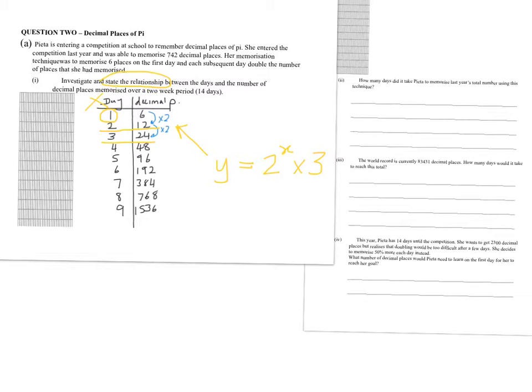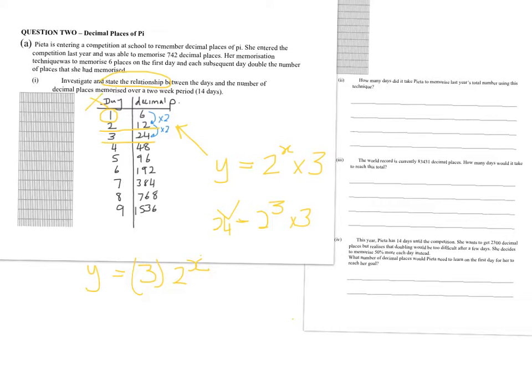Let's try it with 3. 2 to the power of 3 is 2, 2 twos are 4, 2 fours are 8, times 3 is 24, and that's correct. So to state the relationship, I would write y equals 3 times 2 to the power of x as an exponential.